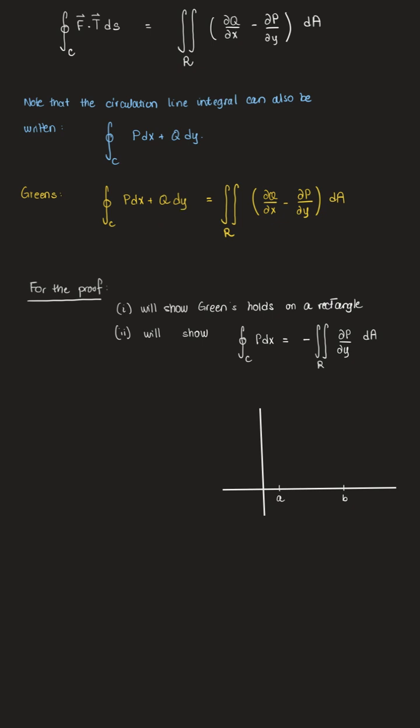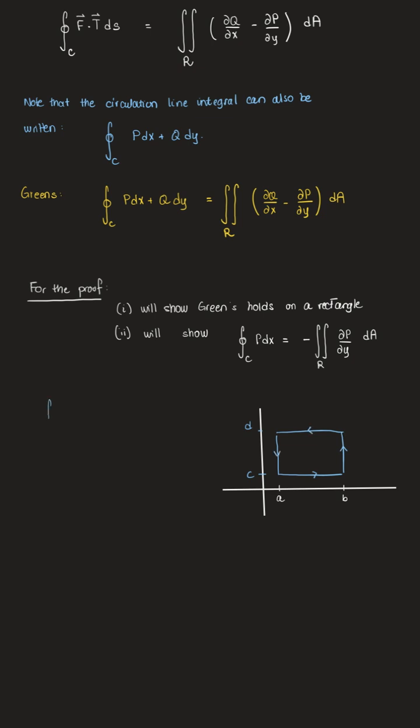So let's get started with the left-hand side of the integral over a rectangle. So I'm going to sketch a rectangle where the bottom and top pieces go from a to b, and the side pieces go from c to d. And I'm going to orient it in the counterclockwise direction.